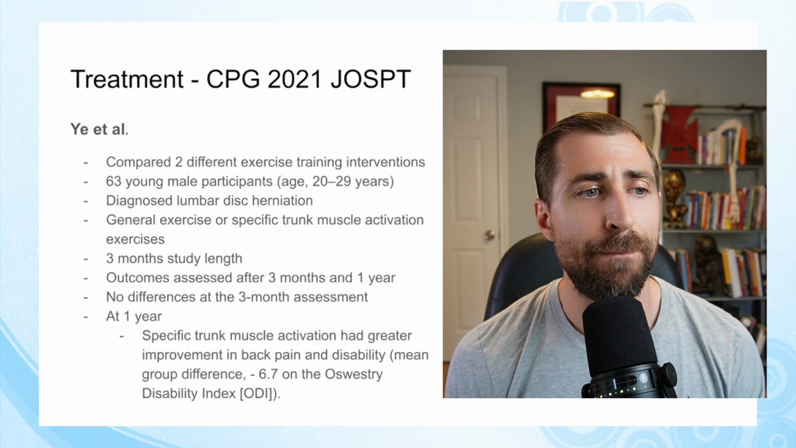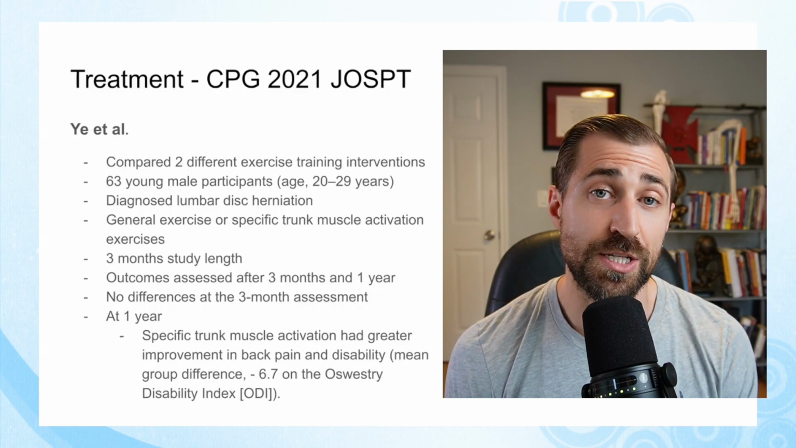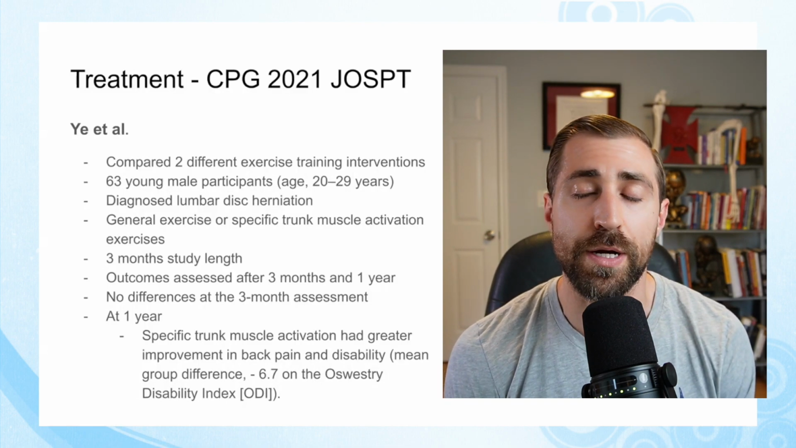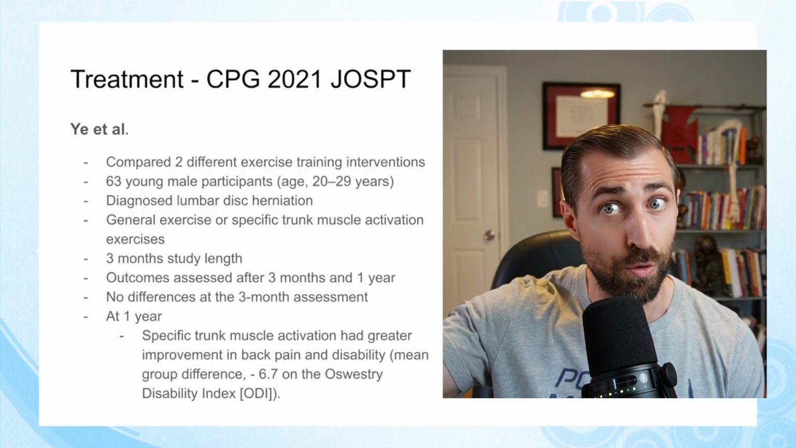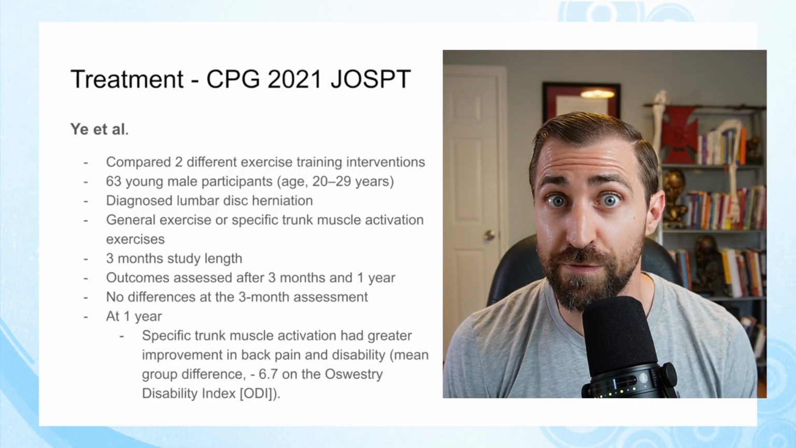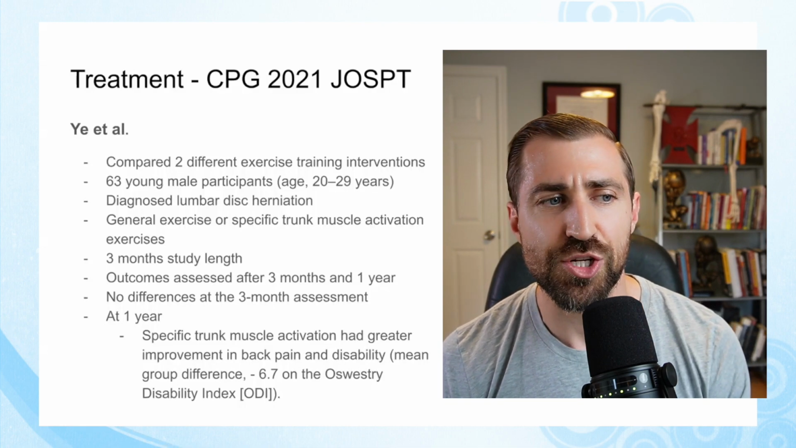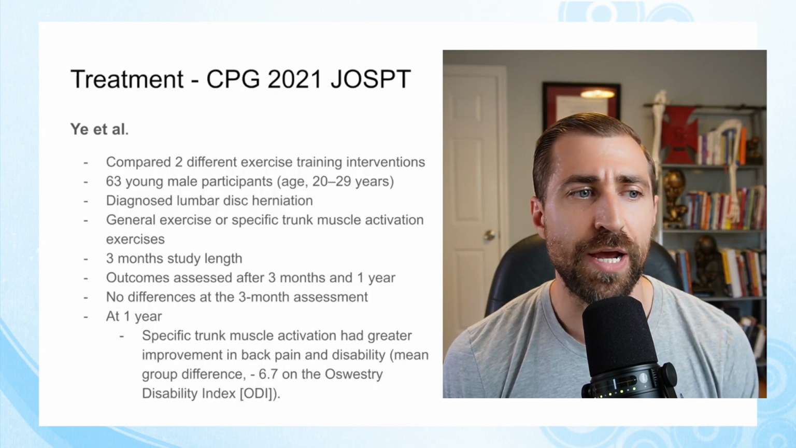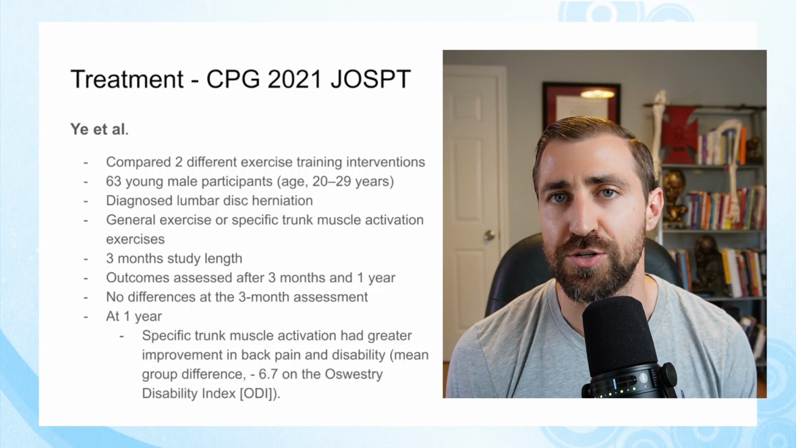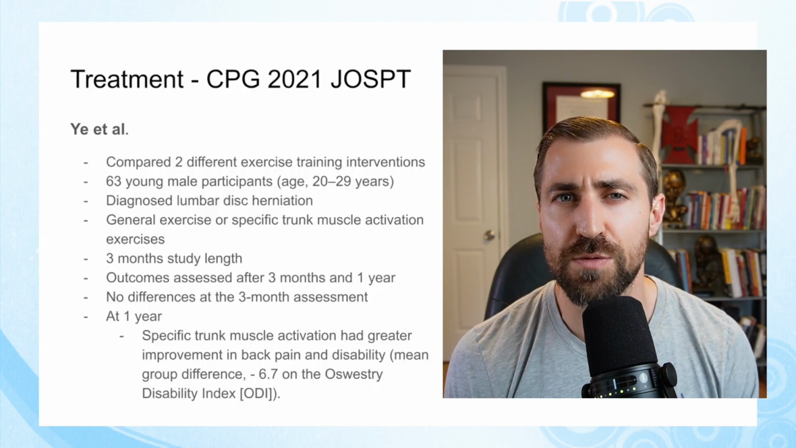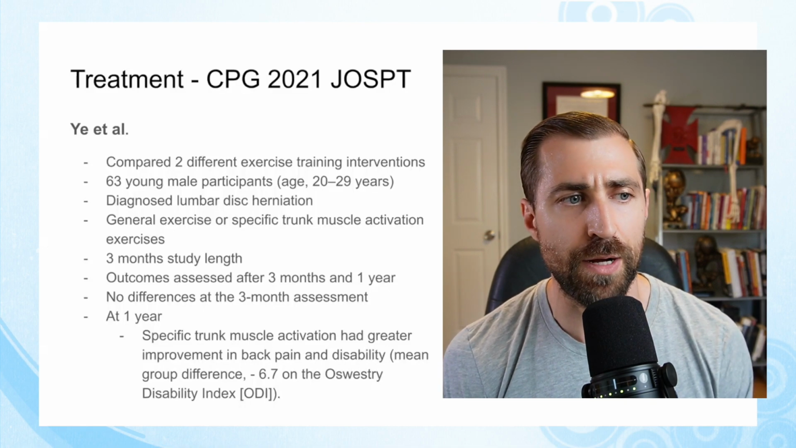Yi et al. compared two different exercise training interventions. They're looking at 63 young males between the age of 20 and 29. So just keep in mind, most folks with radicular low back pain tend to be older, right? Is this the best treatment for older folks too? Don't know. They were diagnosed with lumbar disc herniation. And the two groups were general exercise or specific trunk muscle activation exercises. So kind of motor control, core stability exercises versus general exercise. Go out there and do some walking, right?